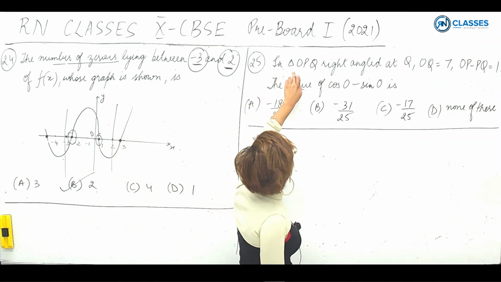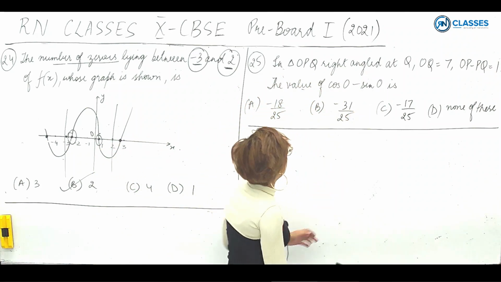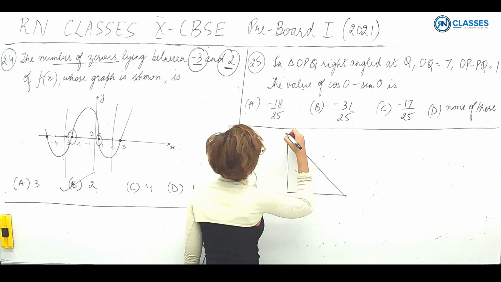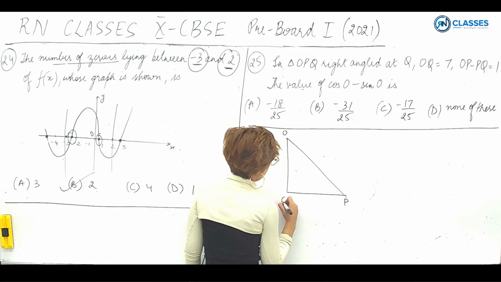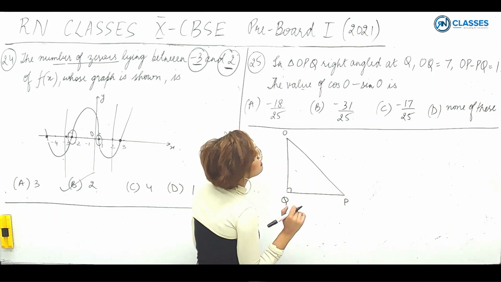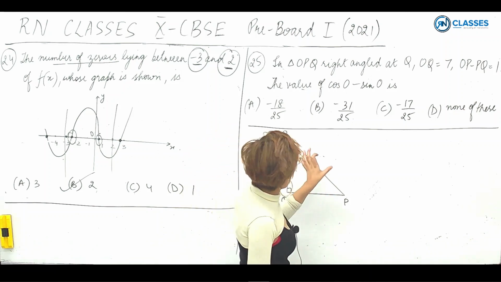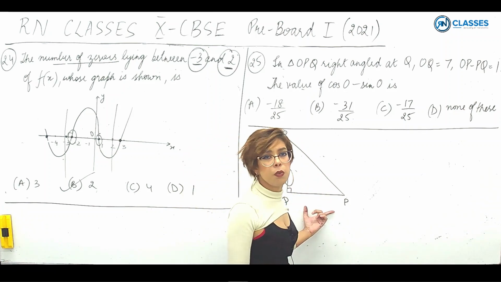In triangle OPQ, right angle at Q. So let me make one. The right angle is at Q. OPQ. This is 90. Now he says that OQ is 7. So this length is 7. And he says OP minus PQ is equal to 1.